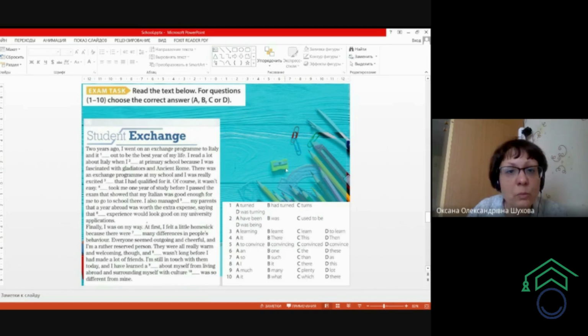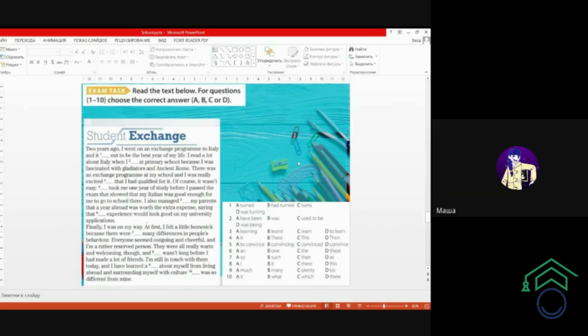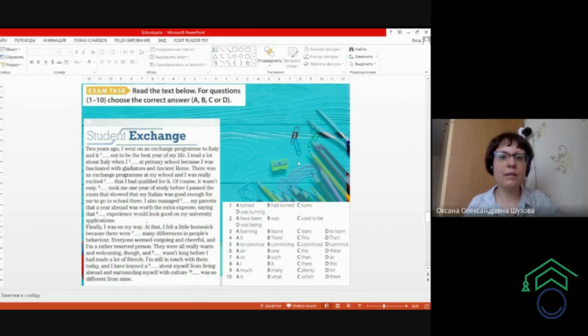Окей, will you please read it? Student exchange. 2 years ago, I went on an exchange program to Italy, and it probably turned out to be the best year of my life. I read a lot about Italy. Okay, Masha, sorry to interrupt. Then look it through, okay? Now, just look it through. Don't be in a hurry thinking about the correct answer. So then don't read it aloud, just look it through. And when you are ready, tell me about it, okay?